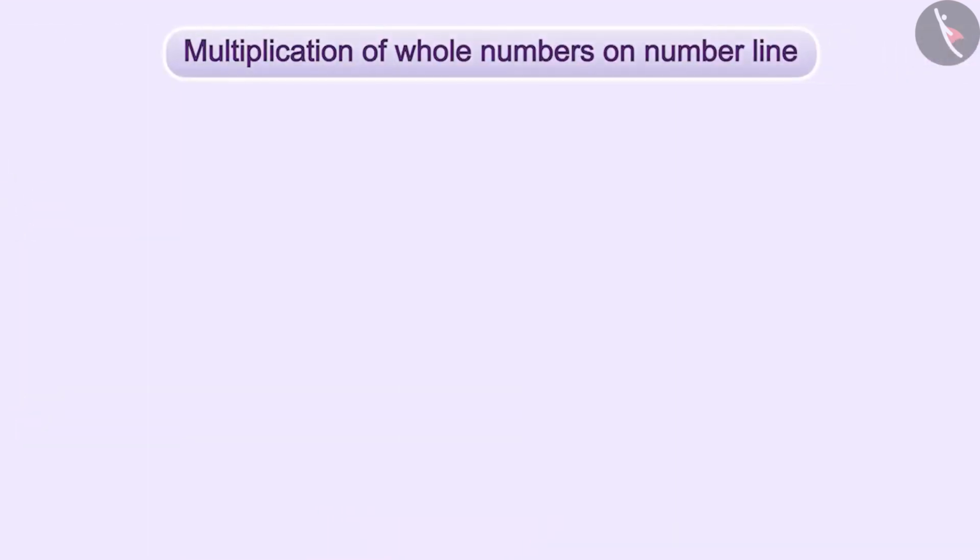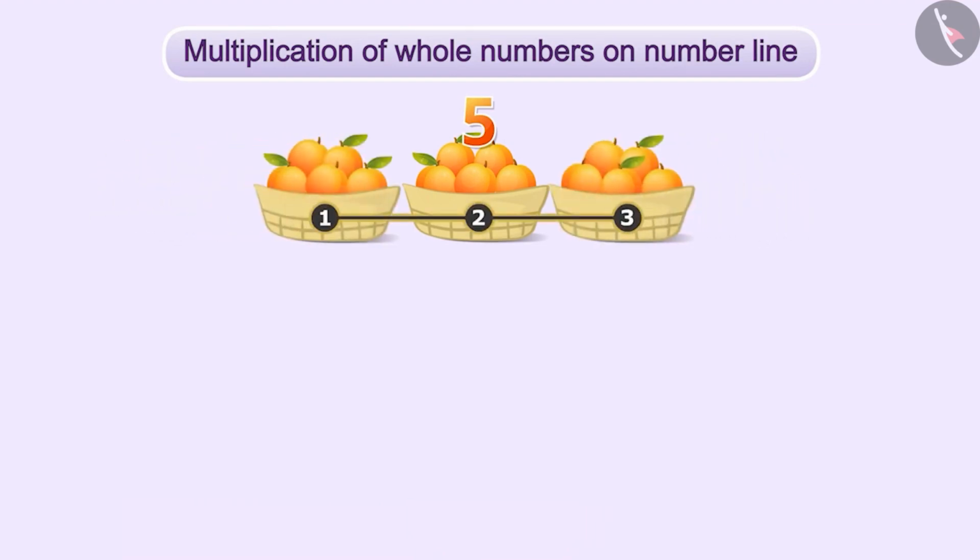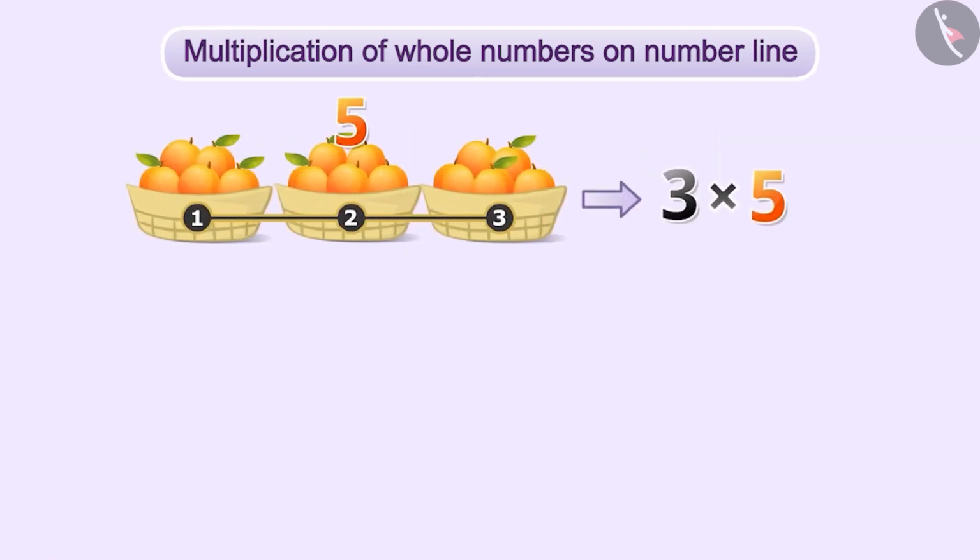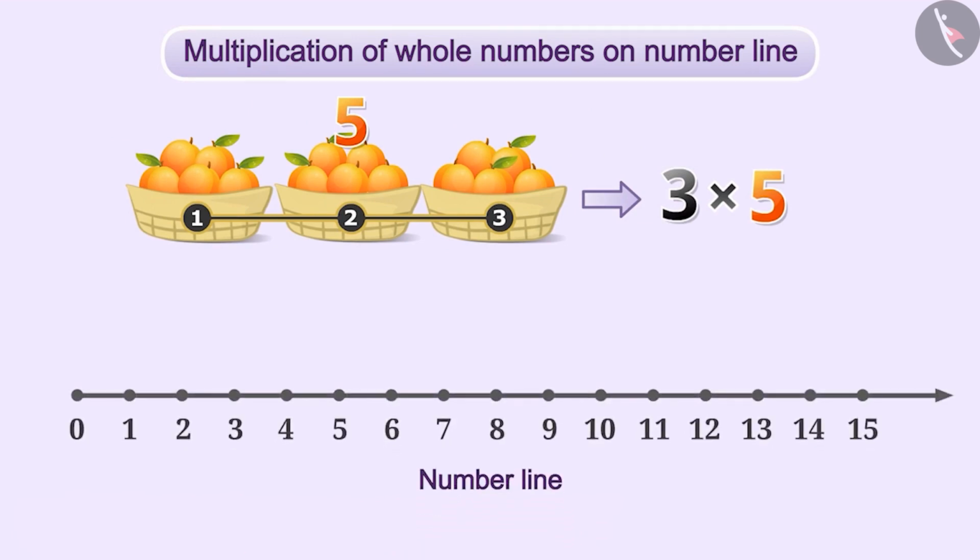Now let us learn how multiplication of whole numbers is represented on the number line. Look at this basket. There are 5 fruits in it. If 2 more baskets containing the same number of fruits are kept with it, then how many fruits are there altogether? To find the value of this, we need to find 3 times 5. Let's express it on the number line.